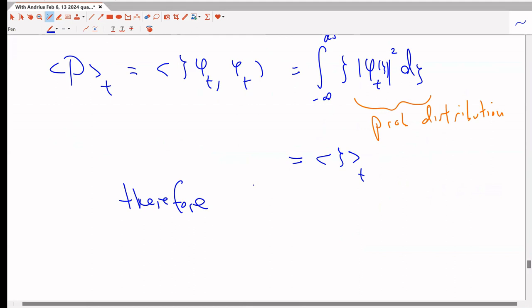But with regards to this probability distribution, it's also called the moment. Is that correct or not? Yes, the first moment of the probability distribution. Probability density, yes. Therefore, zeta can be associated with momentum. Because we're averaging this zeta over the probability distribution, we get average momentum by the Born rule.